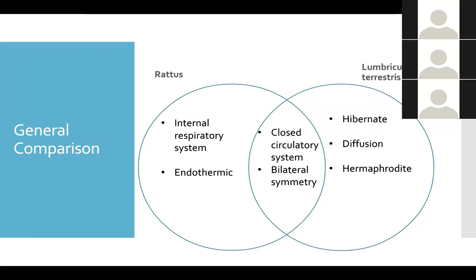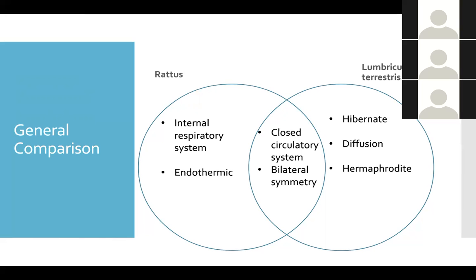A general comparison and differences between both of them is that for the radish species, they have an internal respiratory system, which means that they have lungs and they use their pharynx in order to breathe in oxygen in order for them to be able to oxygenate their blood. And also they are endothermic, which means that they have their own body temperature that they regulate themselves. And then one similarity that they do have is that they both have a closed circulatory system.